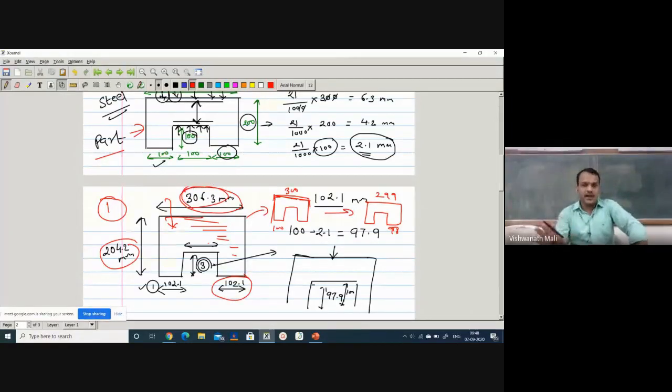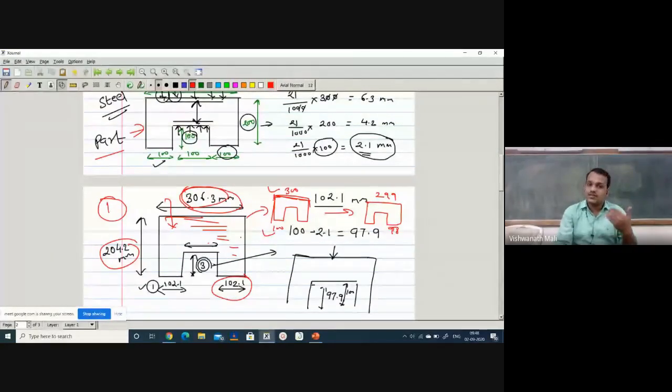And you have prepared the pattern. With the help of the pattern, you have prepared the mold. You pour the molten metal. Now, after pouring, it will shrink. After shrinking, what dimension will you get? The original dimension you will get. That is 300 and 100.